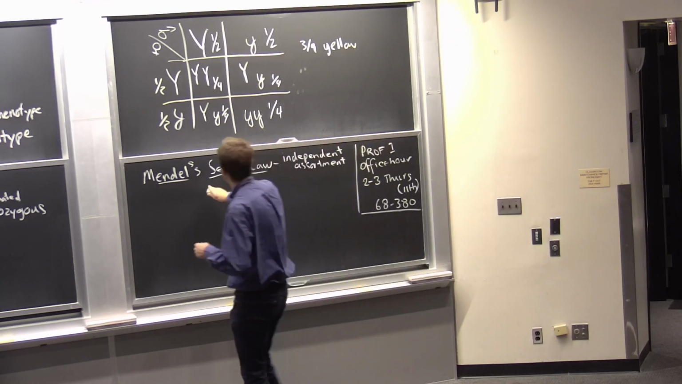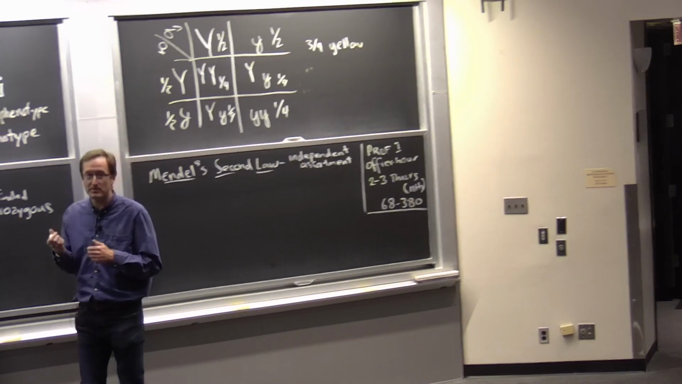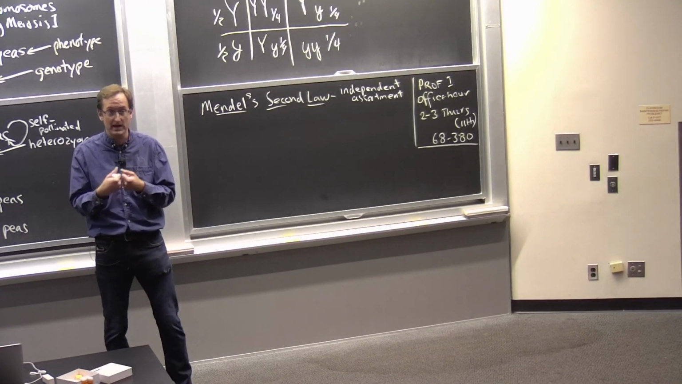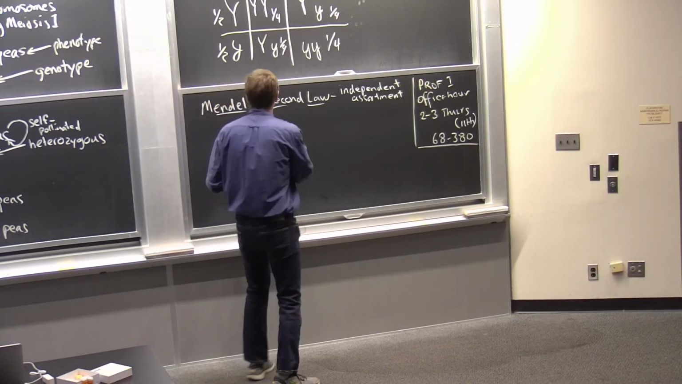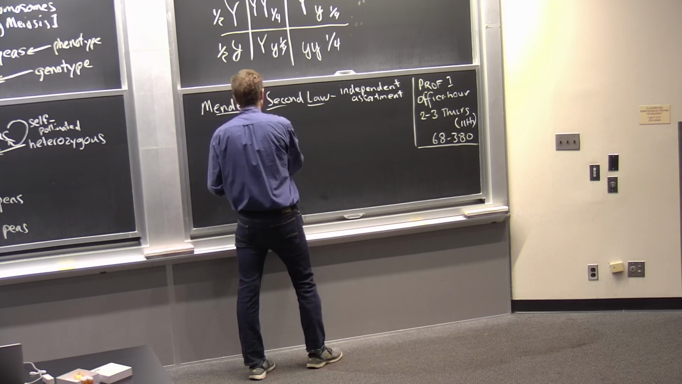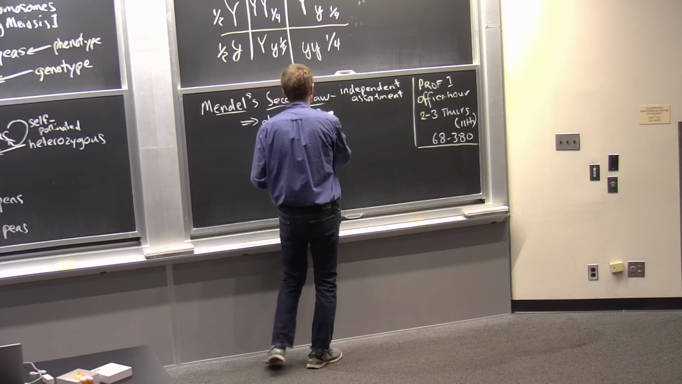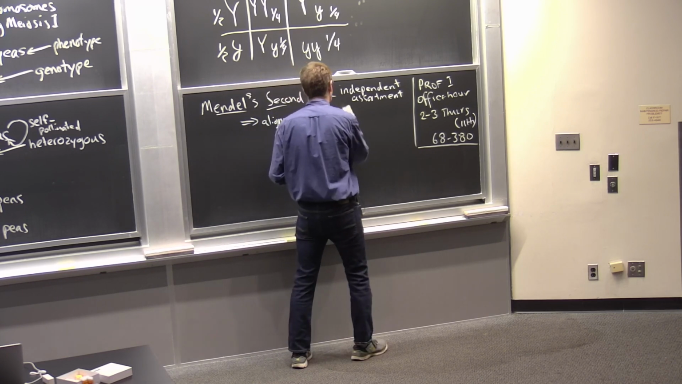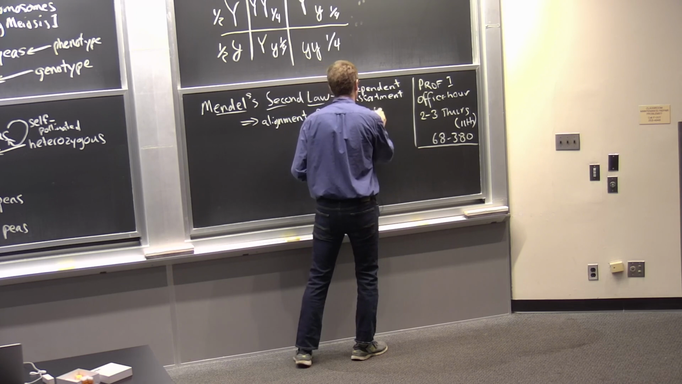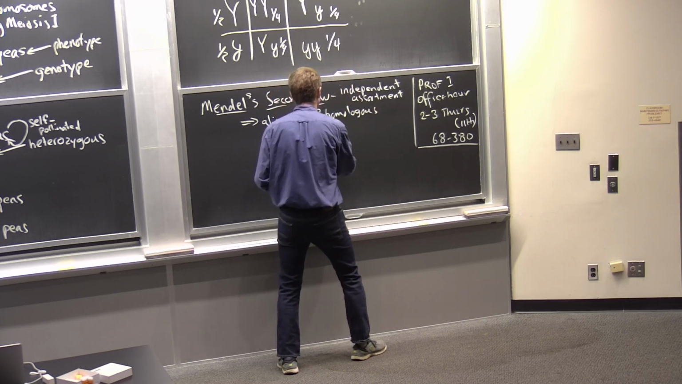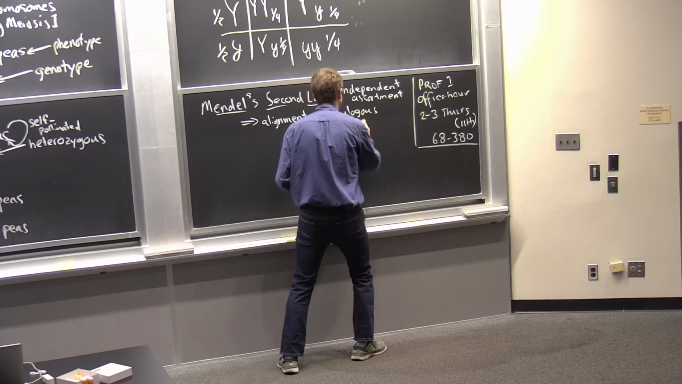So this law of independent assortment can also be explained by thinking about how chromosomes behave during meiosis, where the alignment of homologous chromosomes at the metaphase plate of meiosis 1 is essentially random.